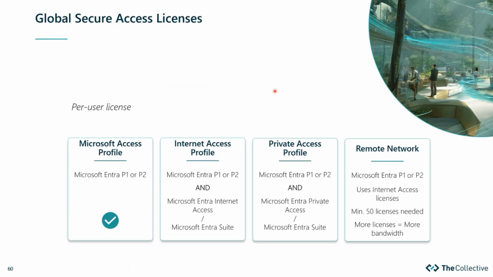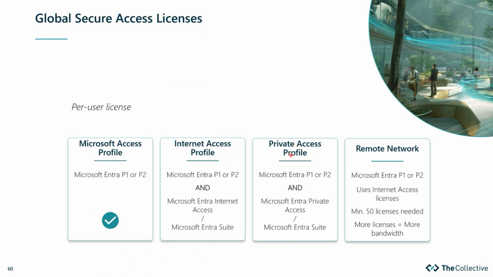So if your users have a Microsoft Entra P1 or P2 license, you can actually start using Microsoft Access Profile already without having to do anything else. Then we have the Internet Access Profile. For that, you also need an Entra P1 or P2 as a requirement, but also need an extra license, which is called the Microsoft Entra Internet Access license. If you have the Entra Suite, that license is included in there as well. So you can either choose to specifically buy an Internet Access license for a user, or you can give them the Suite, which gives you much more, of course.